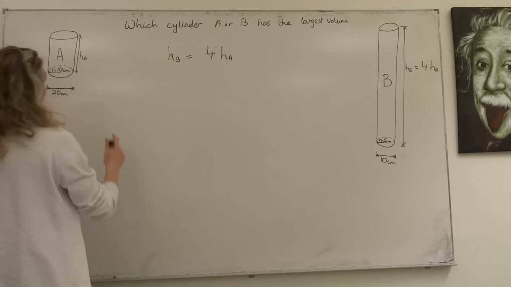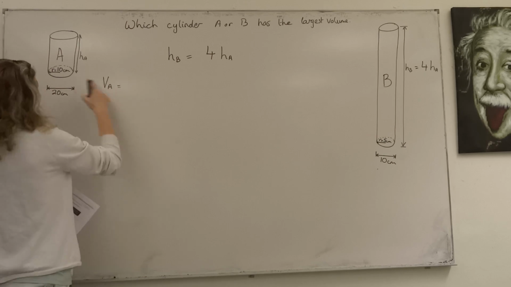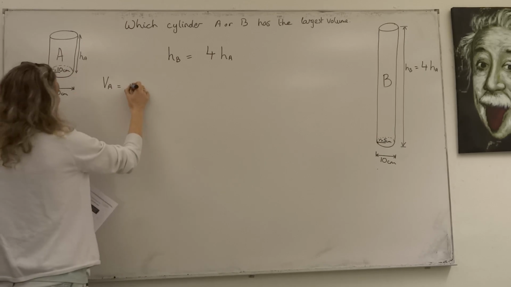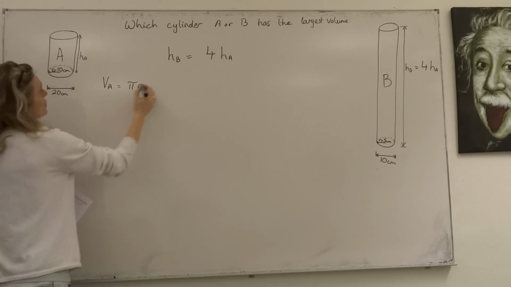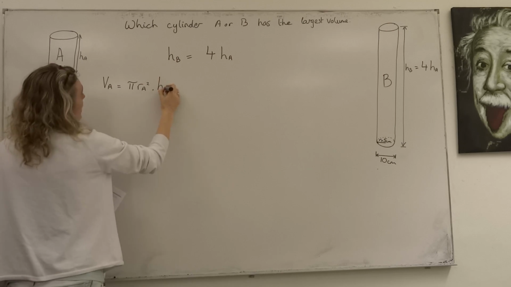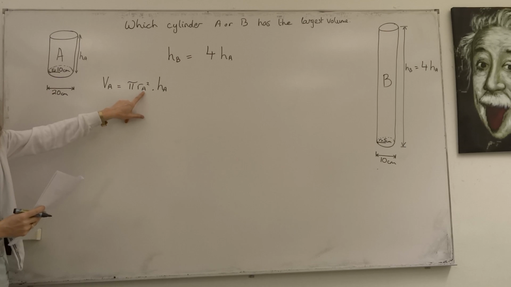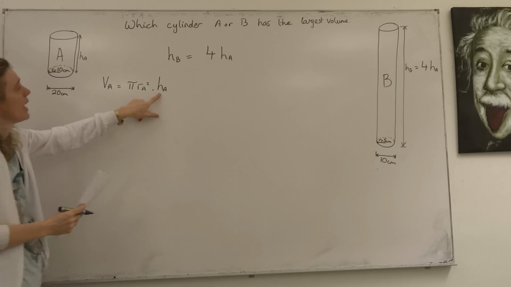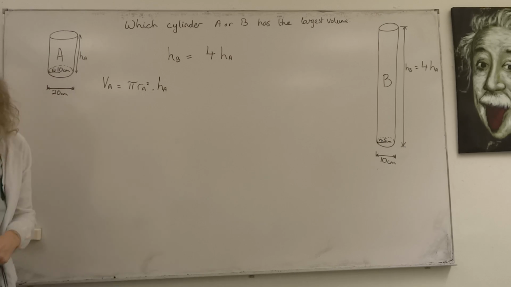So let's use our formulas. The volume of cylinder A, we know, is the area of the base, which is pi times the radius of A squared, multiplied by the height of cylinder A. And notice I'm using RA here, meaning the radius of cylinder A. So we'd better actually define some terms. We haven't defined any terms yet.